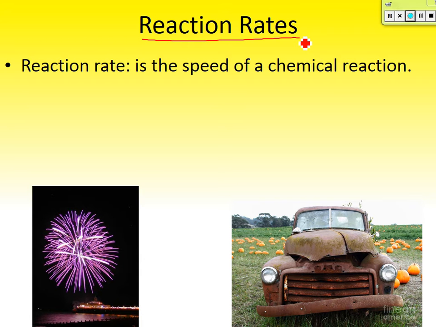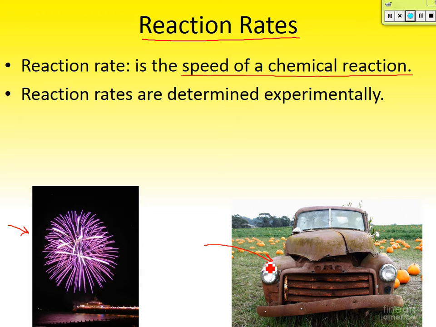A reaction rate is the speed of a chemical reaction. So it's the speed of a chemical reaction. It's how fast it occurs. So I've got a couple of pictures down here. Some chemical reactions happen very quickly, like fireworks, for example, have to happen very fast. Explosives have to happen really fast, in milliseconds. But some chemical reactions can last decades, like this truck in this field here. The iron that makes up the metal of that truck is rusting or reacting with oxygen in the air. That can take decades. Tens of years. And so some are very fast and some are very slow.